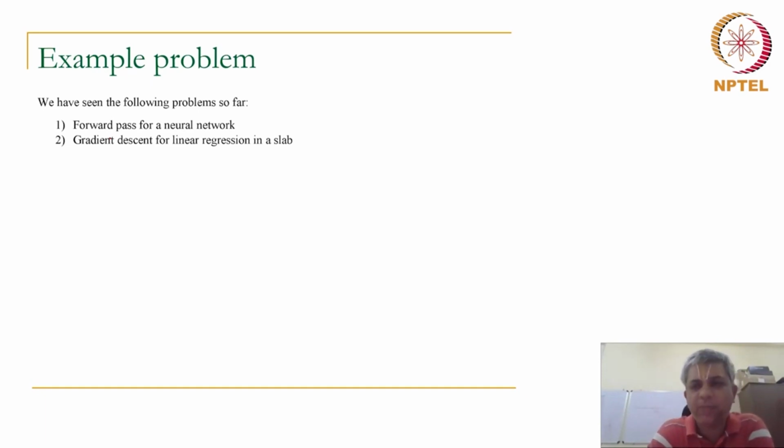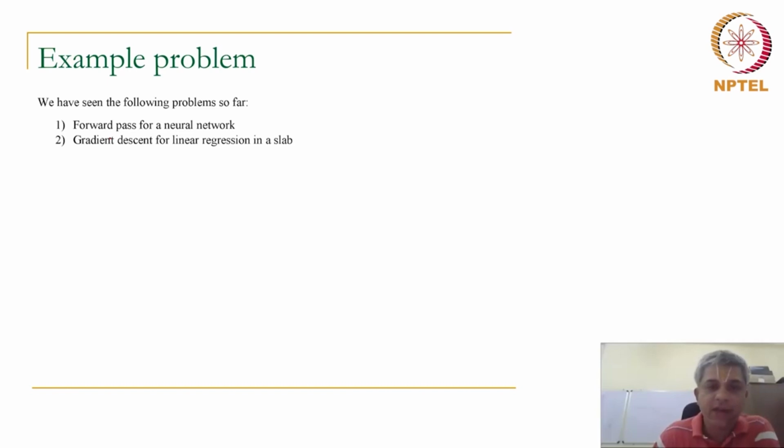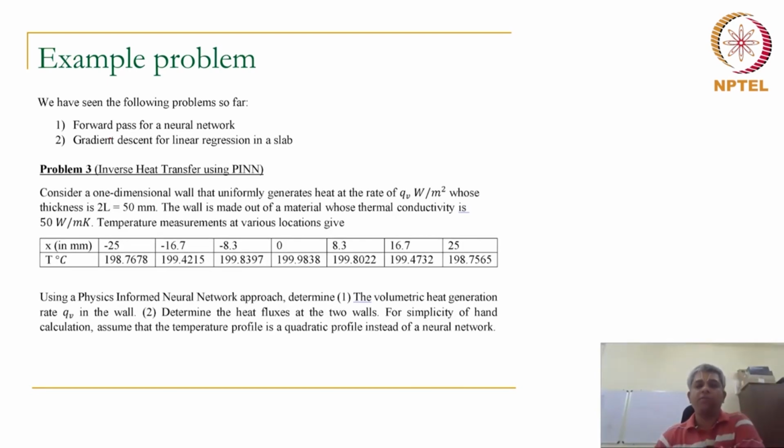So we did several problems. I have just listed 2 because I called it problem 3. So I just wanted to remind you of the problems we have looked at so far. We did the forward pass for a neural network. We also did sort of a little bit of the reverse pass, but not by much. We of course did gradient descent in some detail for linear regression in a slab last time. And here is the problem.